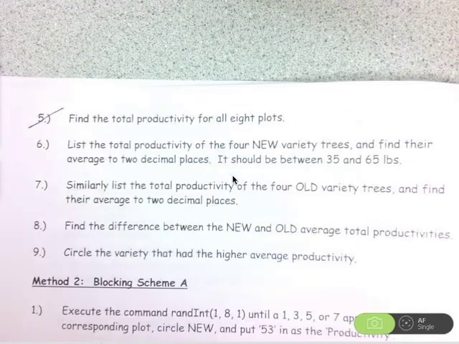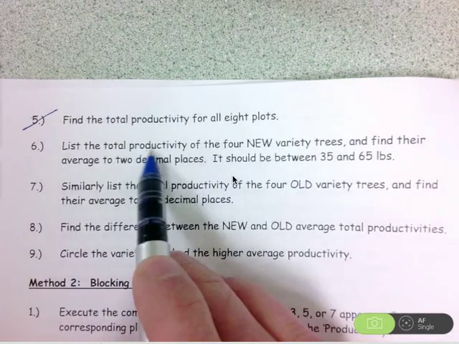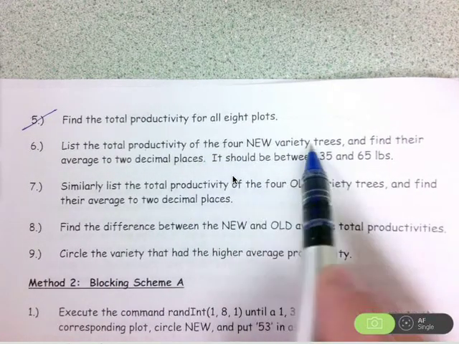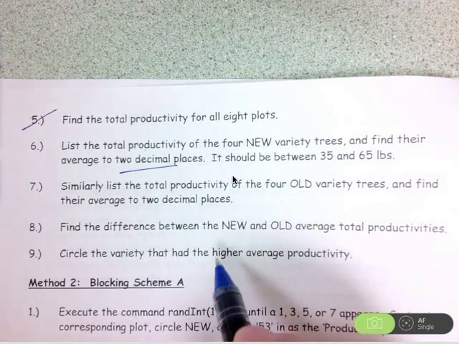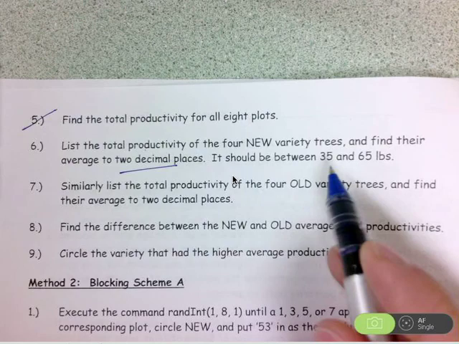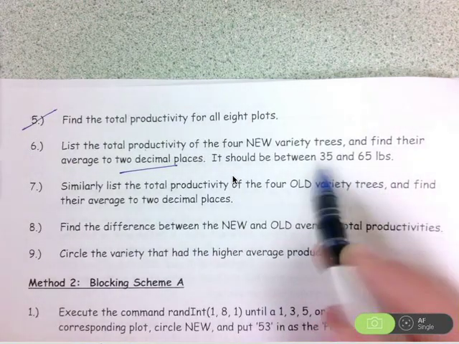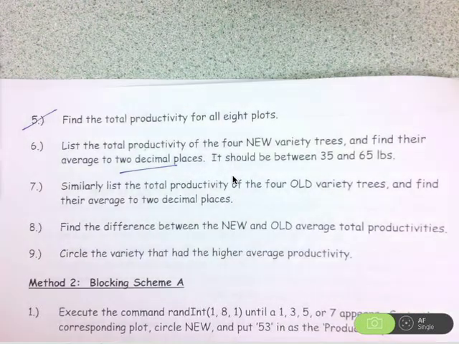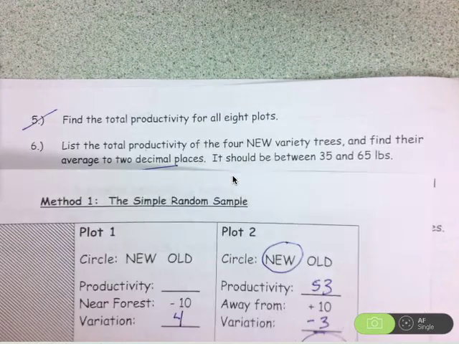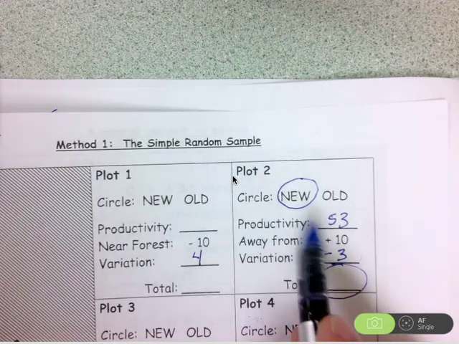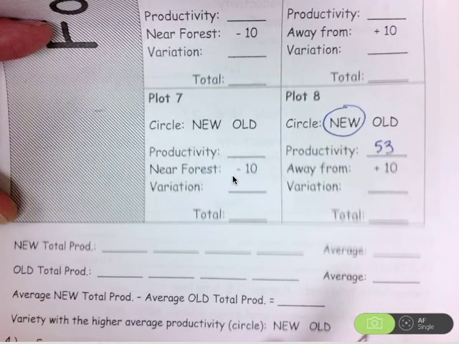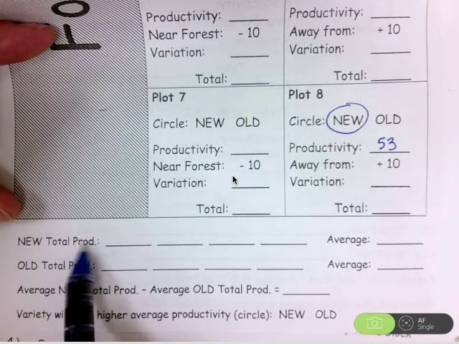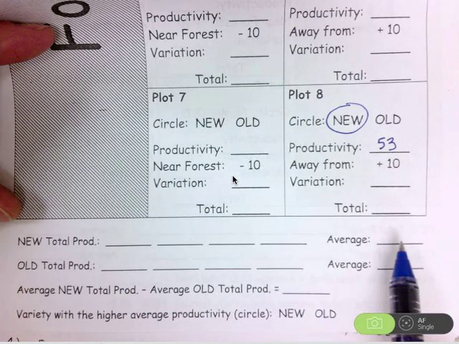Cross it off. Step 6, you're going to list the total productivity for the 4 new varieties. Find their average to 2 decimal places, please. If you've done it correctly, the likelihood is it'll be between 35 and 65. So find all of the new trees, like this one. Find their total productivities. You want to go down here and list them all. So list all of the total productivities for the new trees. Find their average.